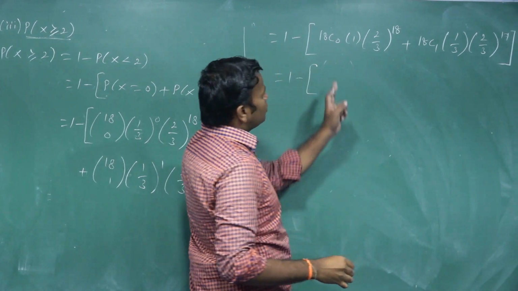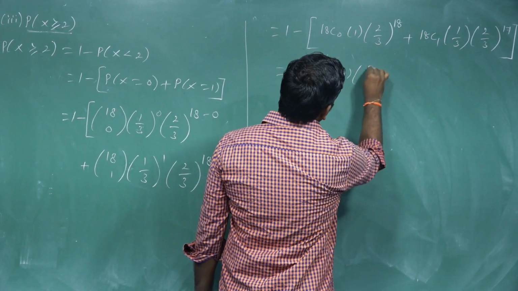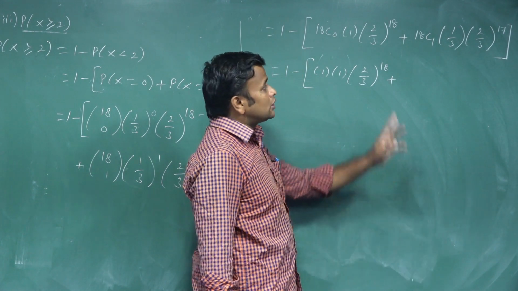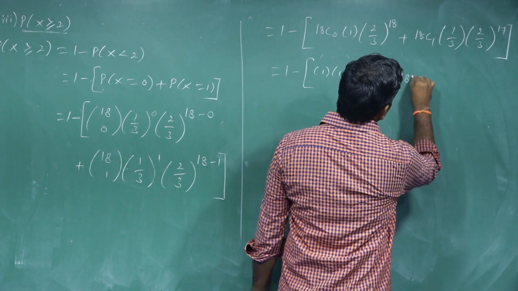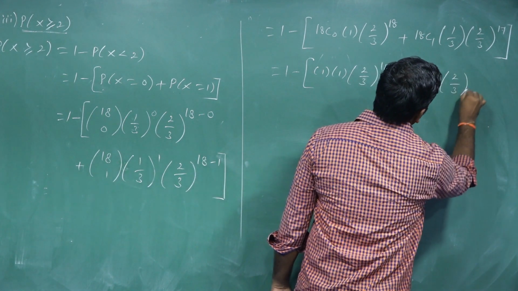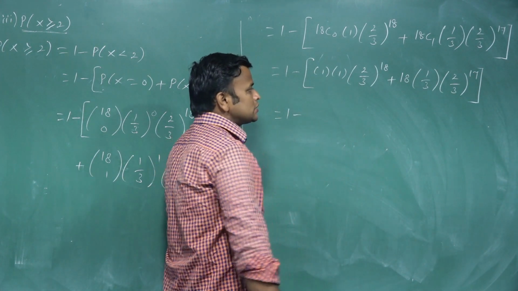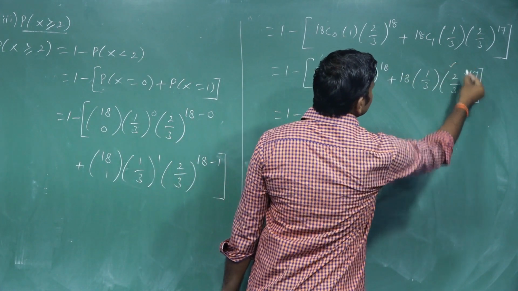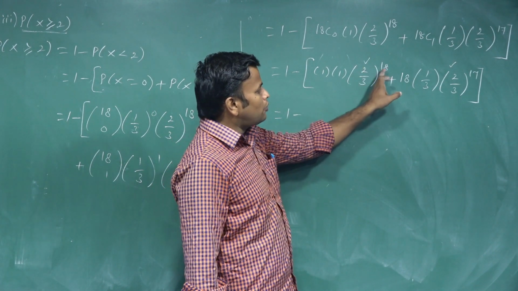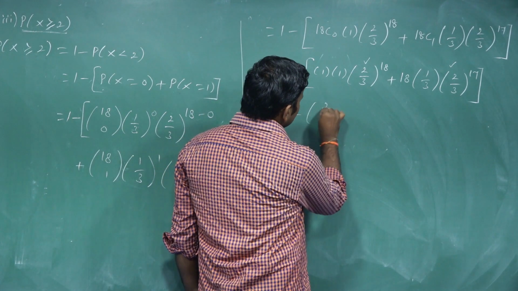1 minus half. You know very well the value of 18C0 is 1. 1 into 2 by 3 whole power 18, plus the value of 18C1 is 18, into 1 by 3, into 2 by 3 whole power 17. You see in these two terms, one term is common. The terms are 2 by 3 whole power 18 and 2 by 3 whole power 17. So 2 by 3 whole power 17.